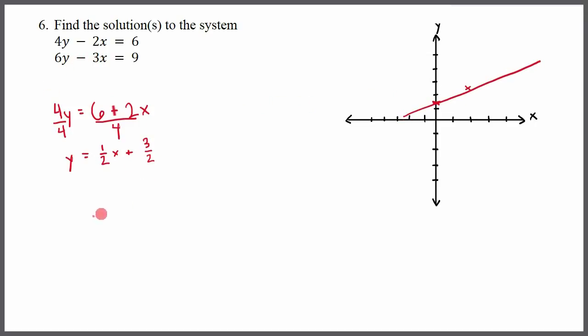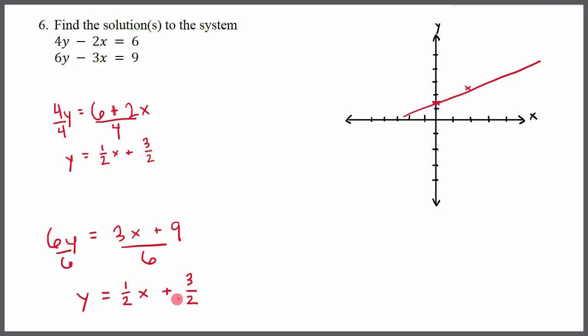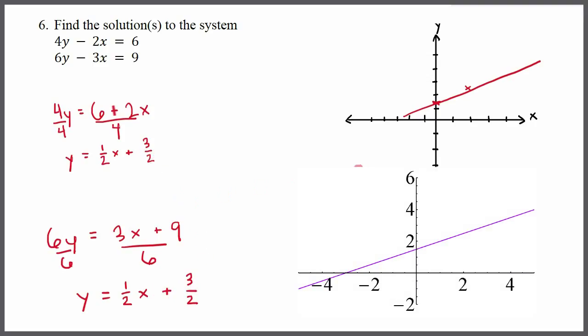Now our second equation, simplifying this, we get 6y equals 3x plus 9. Dividing by 6, we reduce this to y equals 1/2 x plus 3/2. And we can see that these are the same exact equations. Once again, this system of equations contains infinitely many solutions. This system is linearly dependent.